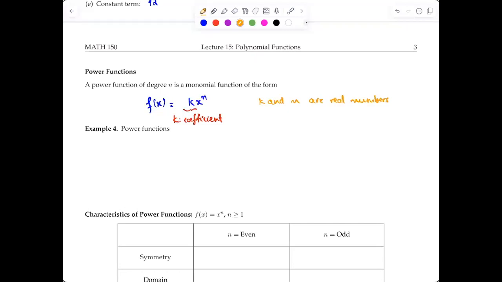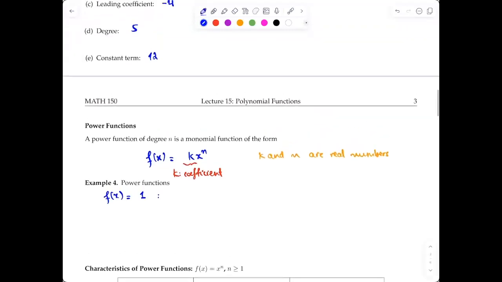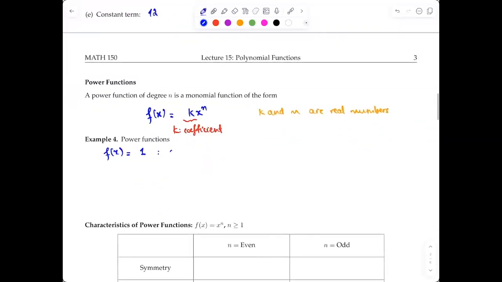All right, so I'm going to give you several examples of power functions. So bear with me here. When you have a function f of x equal to 1, it can be f of x equal to 2, f of x equal to 5, or something like that. Doesn't matter. This one is called the constant function. Why is that a power function? Because it's 1 times x to the power 0. Therefore, it's monomial. It's the power function of degree 0.